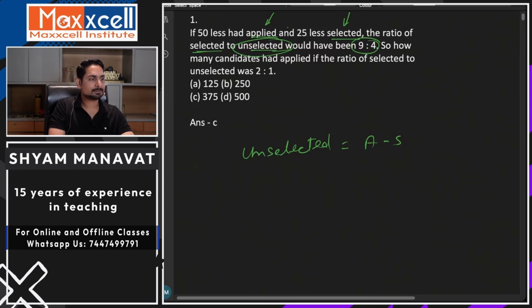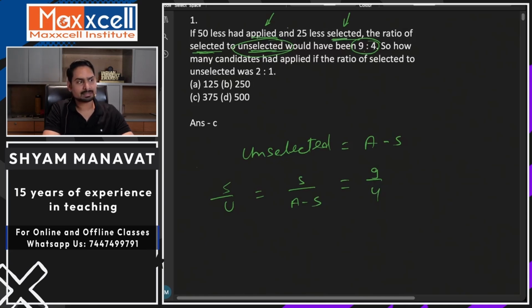Okay. So in that case, if I want the ratio of selected to unselected, this should be selected by applied minus selected. It's one and the same thing, right? As per the question, the ratio of selected and unselected would be 9 is to 4, if 50 less had applied and 25 less had selected.